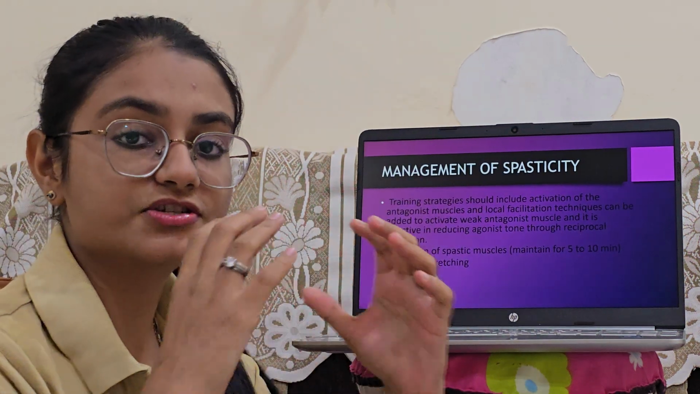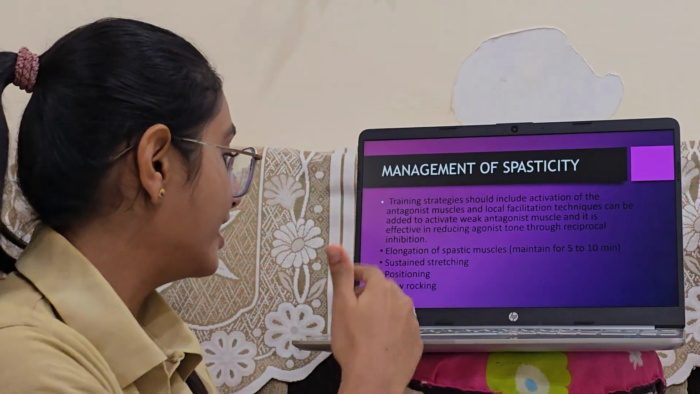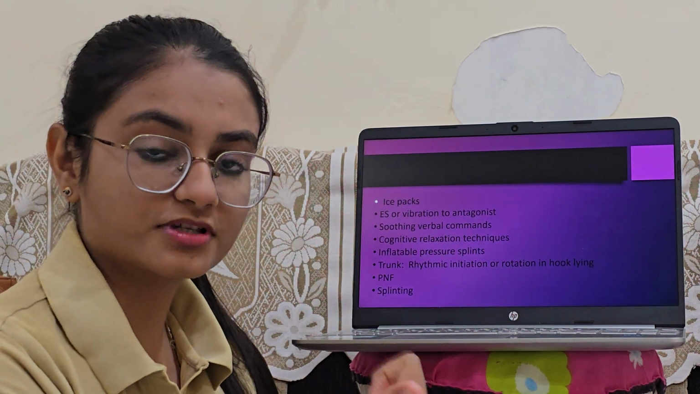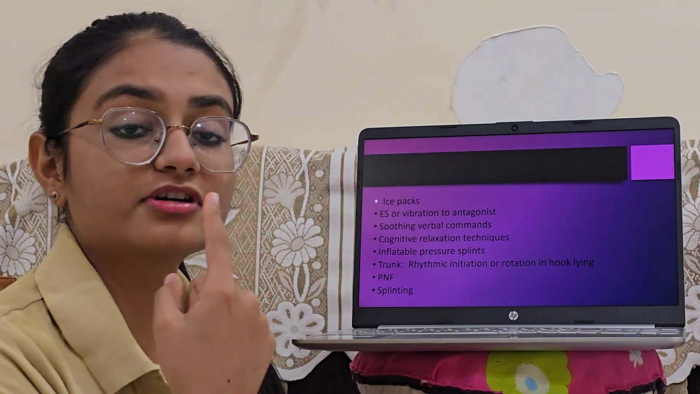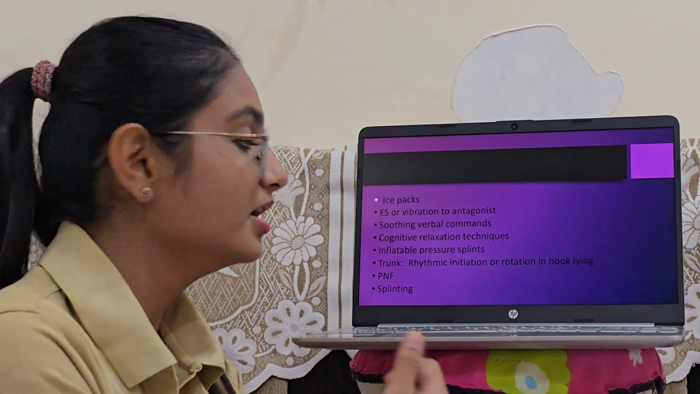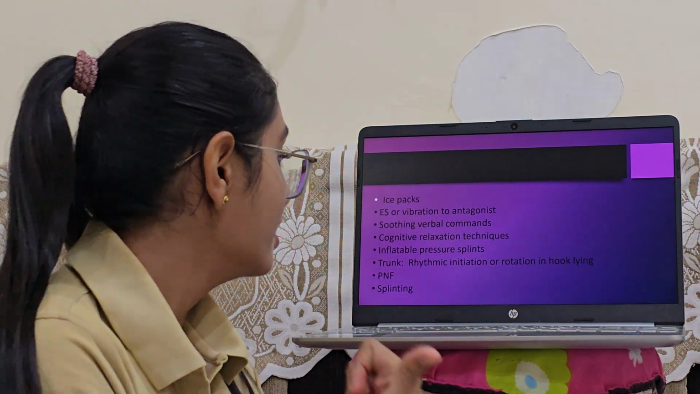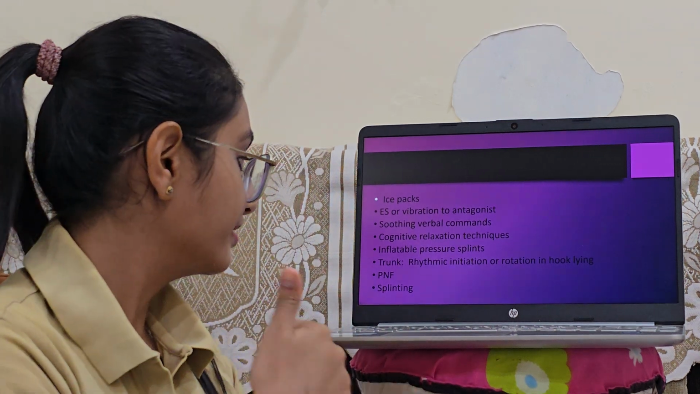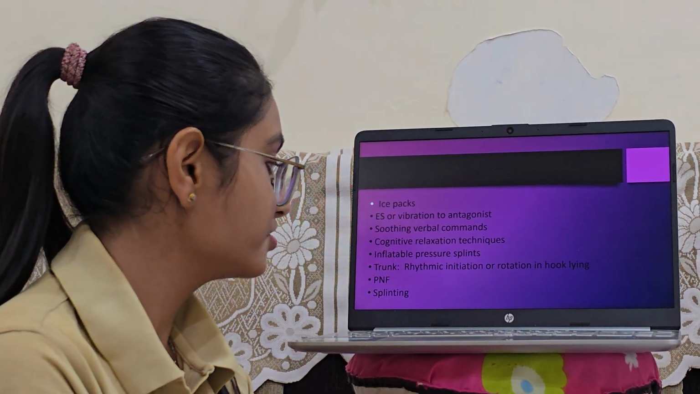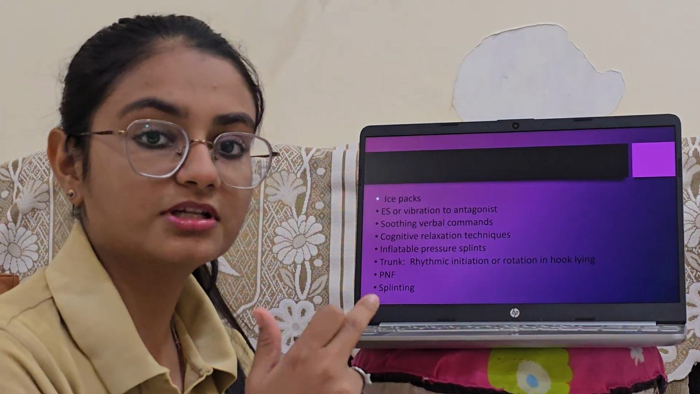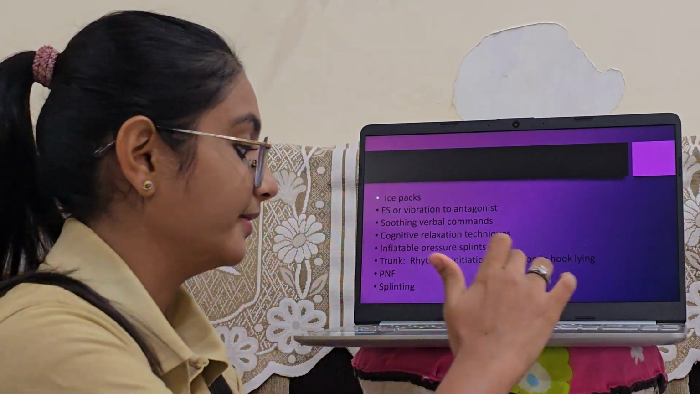Then sustained stretching, positioning and slow rocking. Then ice packs are given for the spasticity, electrical stimulation is given, and vibration to the antagonist muscle is given. Then soothing verbal commands, cognitive relaxation technique. Then for the trunk, rhythmic initiation or rotation in the hook-lying position. Then proprioceptive neuromuscular facilitation is given, and splinting.